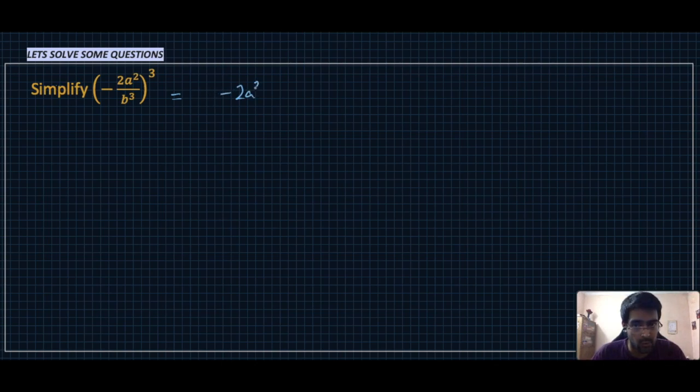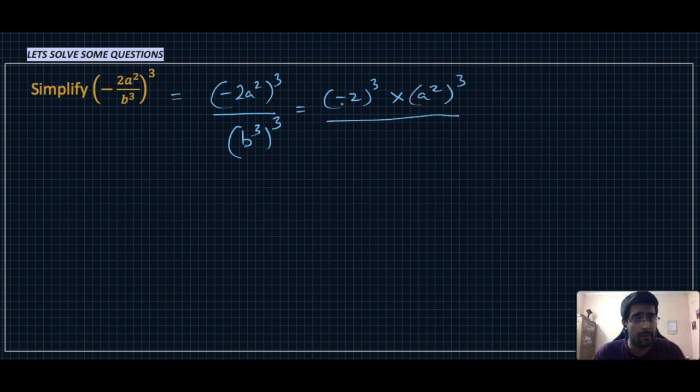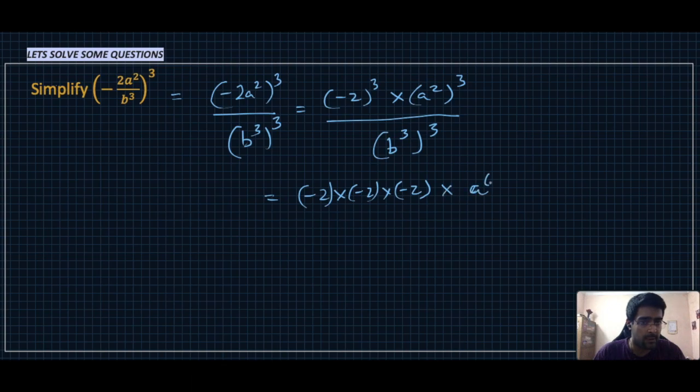So we know the numerator can be exponentiated with the power and the denominator can be exponentiated with the same power. Now in the numerator as well, since it's multiplied, I can also split it. But the exponential power will remain the same, right? So it will be minus 2 to the power of 3 into a square to the power of 3, and the denominator will remain the same, b cube to the power of 3. Now minus 2 to the power of 3 will become minus 2 into minus 2 into minus 2, and a square to the power of 3 will become a to the power of 6.